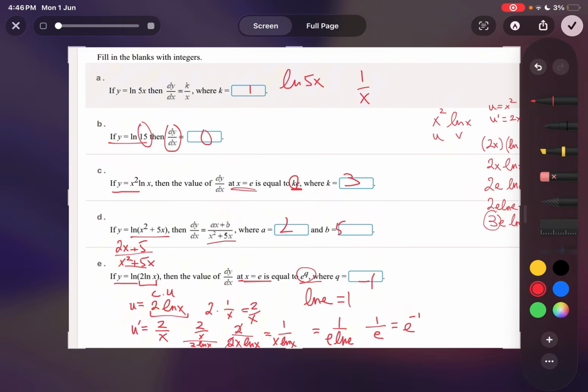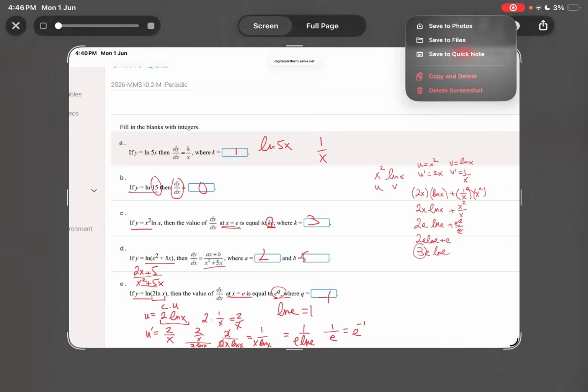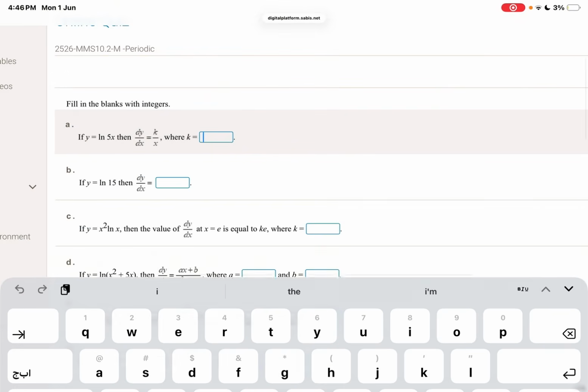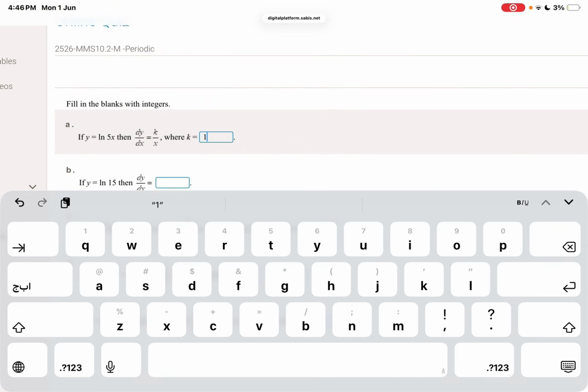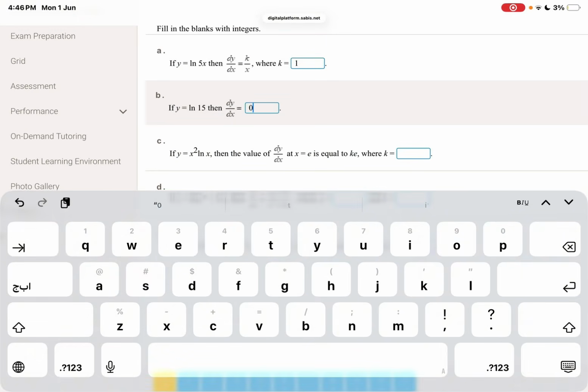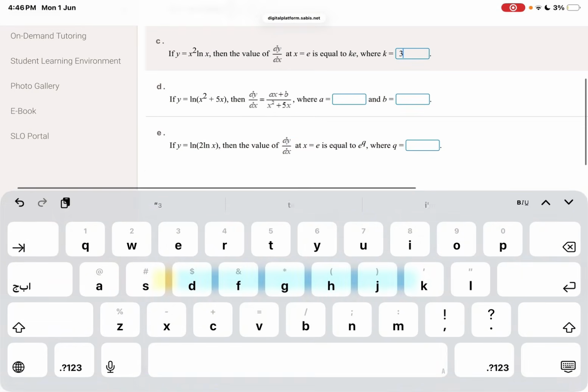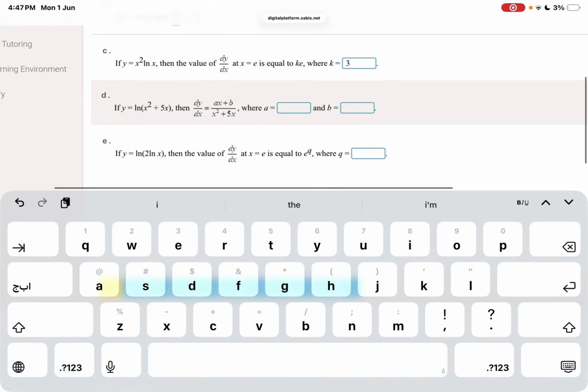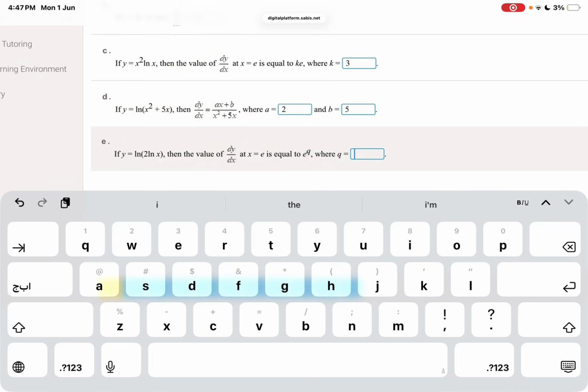It's negative 1. So now let me just save this real quick. So here, what did we get? We got 1. Okay, and then we got 0. And then we got 3. Yep. And then we got 2 and 5. And then we got negative 1.